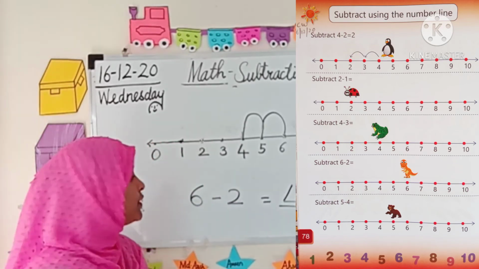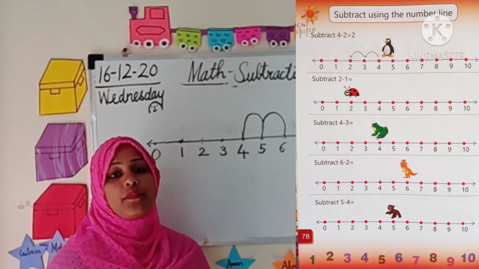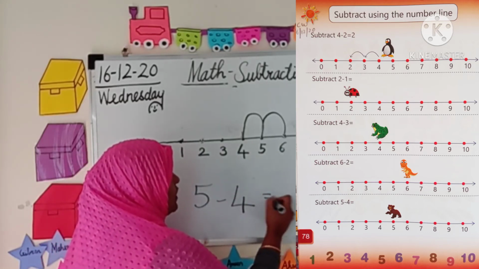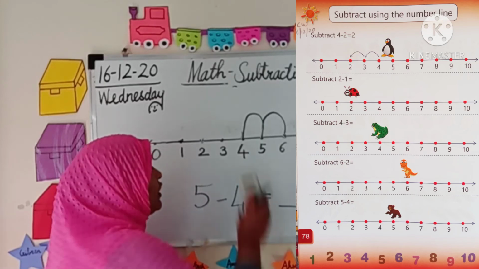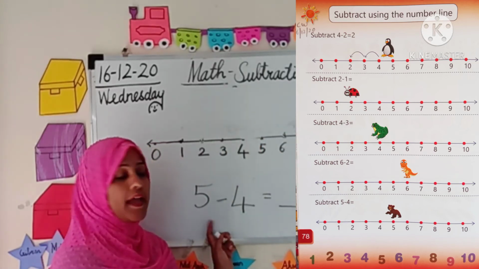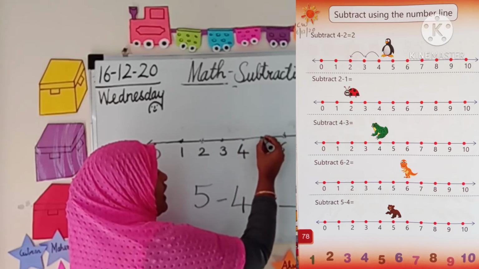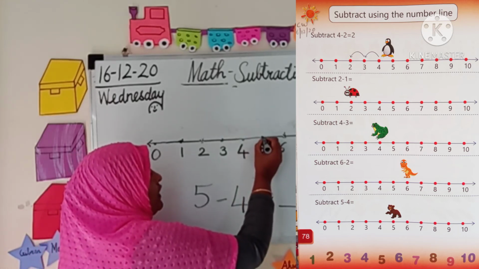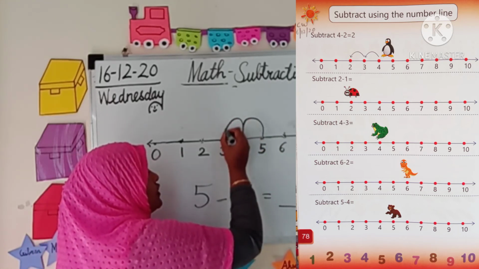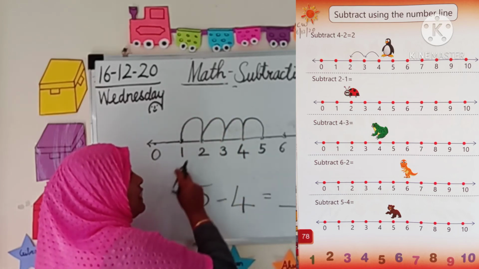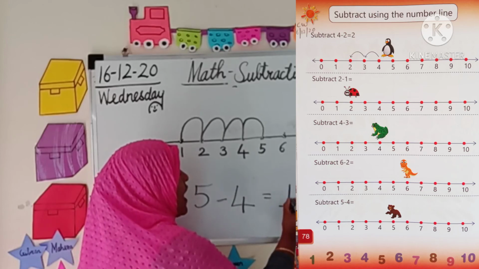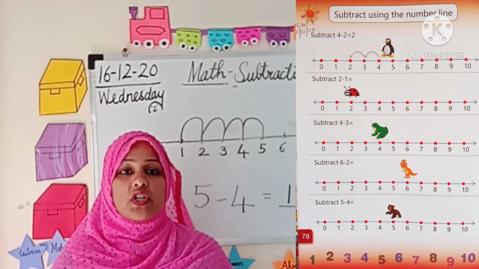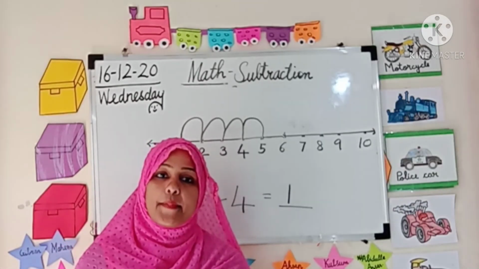Now let's move to the last sum. What is the last sum? Yes, read it to me. That's right. 5 minus 4 is equal to dash. Now what are we going to do? Which is the first number over here? 5. We are going to keep our pencil on number 5. And how many steps are we going to move backward on the number line? 4. We are going to take 4 jumps from 5. 1, 2, 3, 4. And finally, which number did we reach? Number 1. That's it. Good job, my dear students. I hope by now you have understood how to do subtraction on the number line.